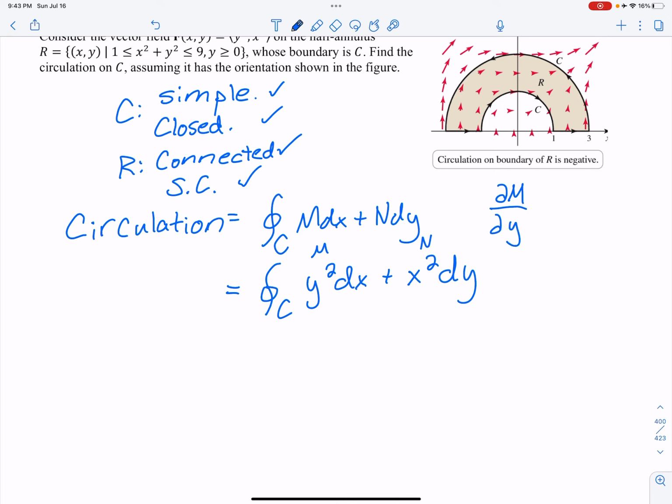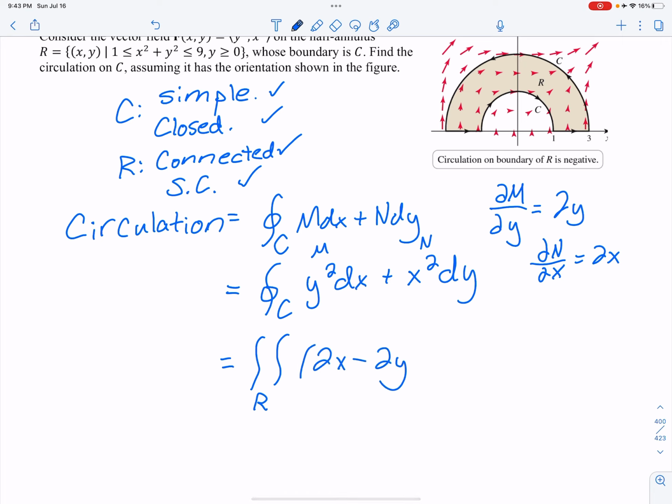So we take M with respect to y, and that's going to be 2y. Then N with respect to x, which is going to be 2x. Remember, we do 2x minus 2y. So I'm going to rewrite this as the double integral over R of 2x minus 2y dA, using Green's theorem. Now, think about that half annulus: trying to do rectangular coordinates over that would be pretty difficult, since we have three sections, a bottom and top for each. If I wanted to use y, x is not any better. So this calls for polar.